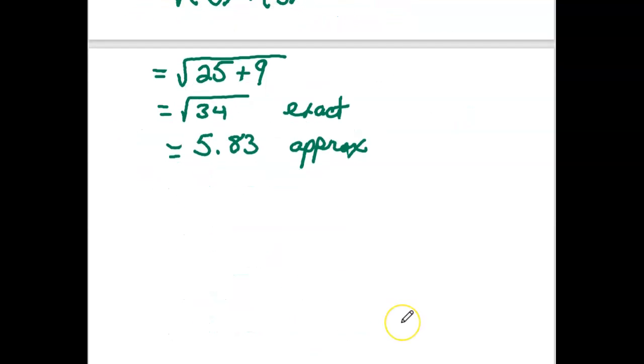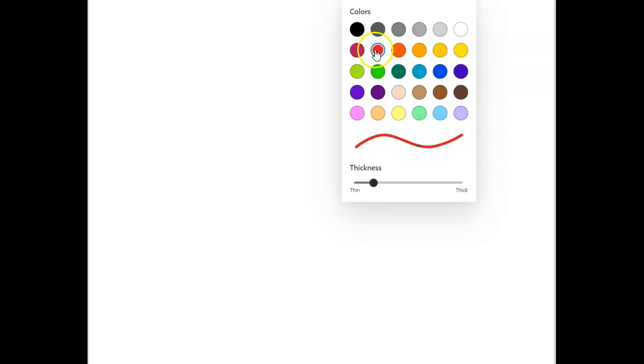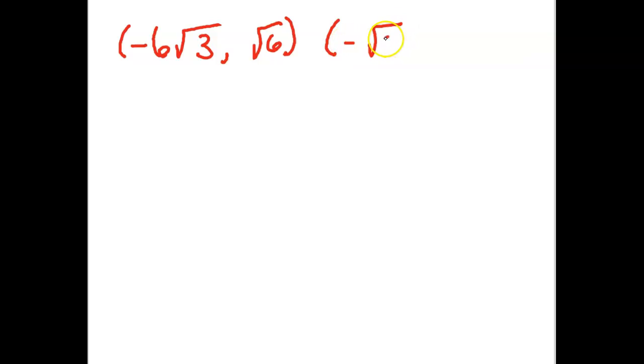Now I want to look at one other one, and this one is going to have some radicals already in it, and so we need to discuss how to handle those radicals. We're going to look at negative 6 square root of 3, comma, square root of 6 for our first point, and our second point is going to be negative square root of 3, comma, 2 square root of 6.